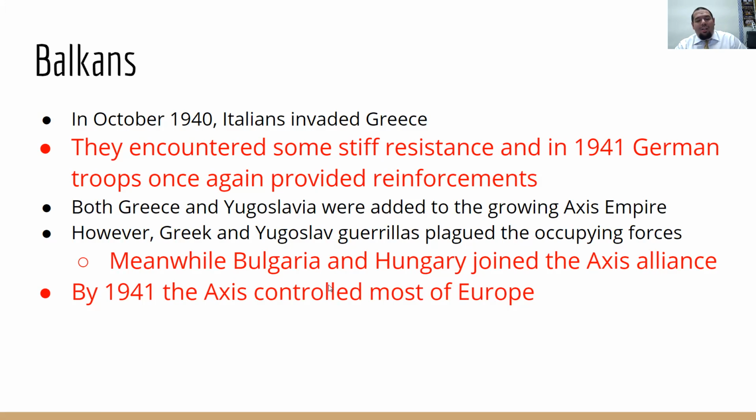And by 1941, the Axis controlled most of Europe, except the nations that declared themselves neutral. They want no part of it. And if these countries weren't going to side with Hitler, and you weren't neutral, you're getting invaded.